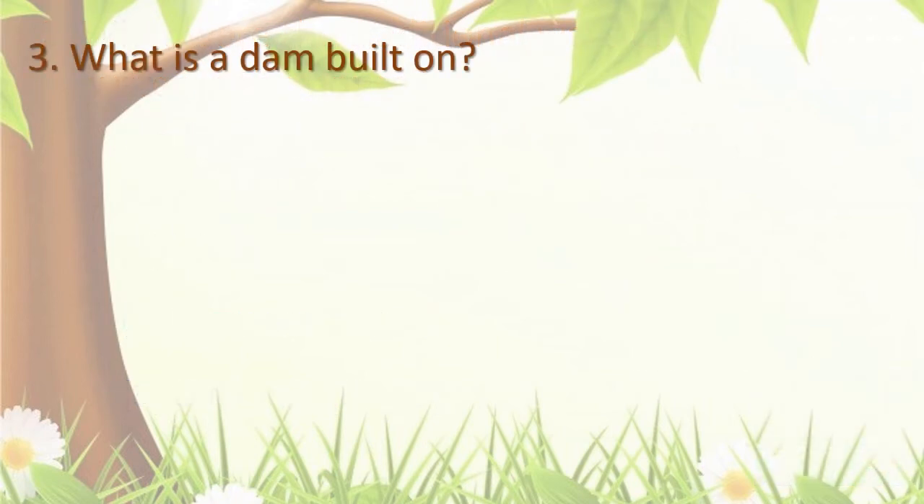Next question. What is a dam built on? Means where we see the dams. Yes, the answer is a dam is built on a river. Yes, we stop the river by building the dams and we use water to make electricity. Correct? And we store the water too here.